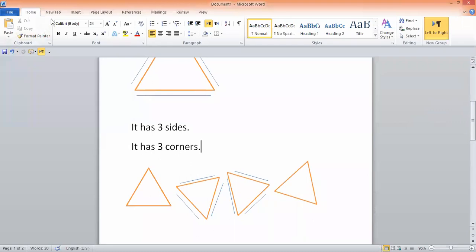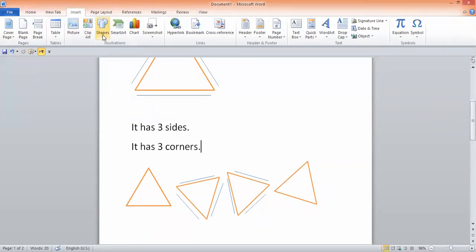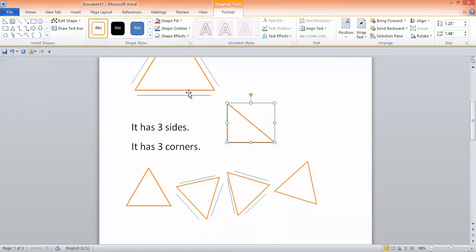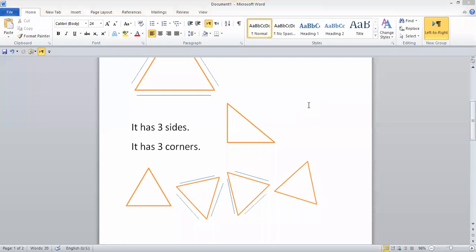Guys, if I draw one shape like this, tell me now, is it a triangle? This shape, is it a triangle or not? It's a triangle. Look, guys, this is also a triangle. Why? Because you know the definition of a triangle: a 2D shape which has three sides and three corners.